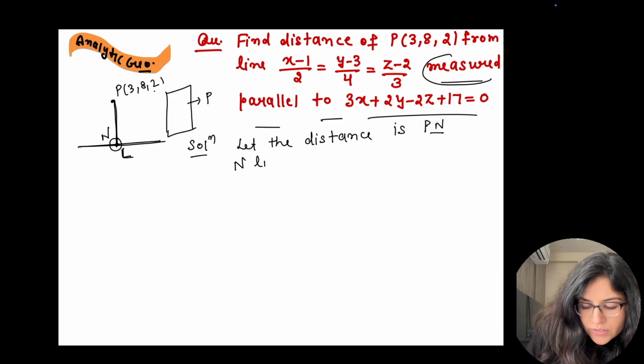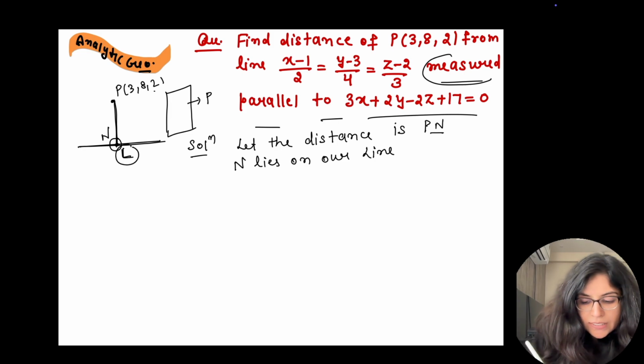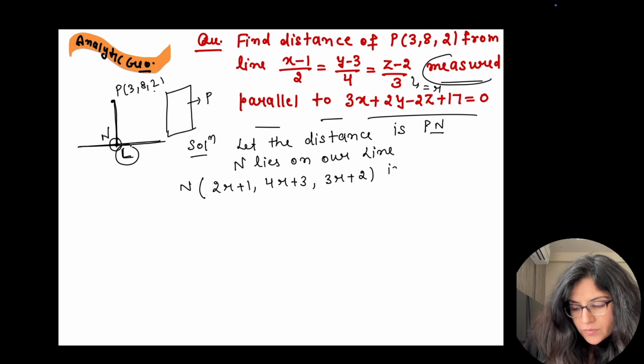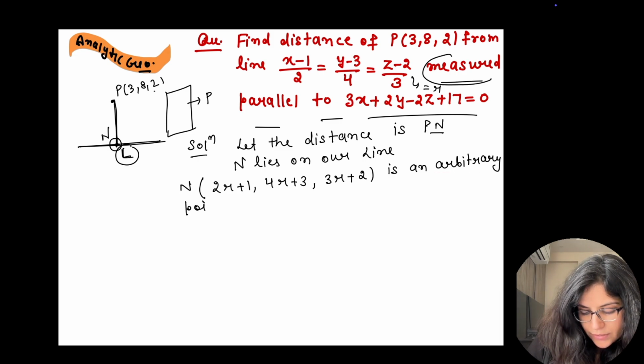N lies on our line. And in the last question, I told you how to find an arbitrary point on the line. So N किस तरह का point होगा? You put it equal to r and you find x, y, z from here. So 2r plus 1, 4r plus 3, 3r plus 2 is an arbitrary point on the line.